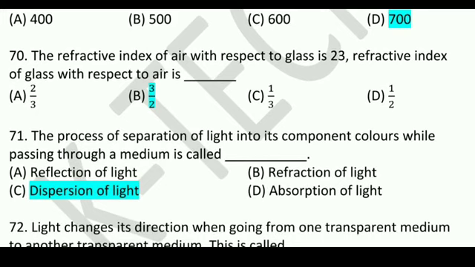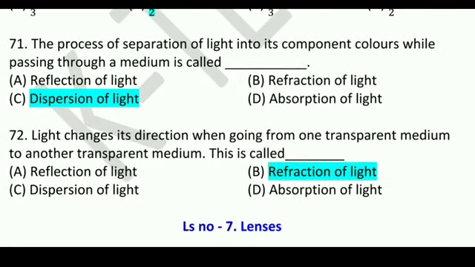The refractive index of air with respect to glass is 2/3. So the refractive index of glass with respect to air is 3 upon 2. The process of separation of light into its component colors while passing through a medium is called dash. Yes, it is called dispersion of light. Light changes its direction when going from one transparent medium to another transparent medium. This is called refraction of light.